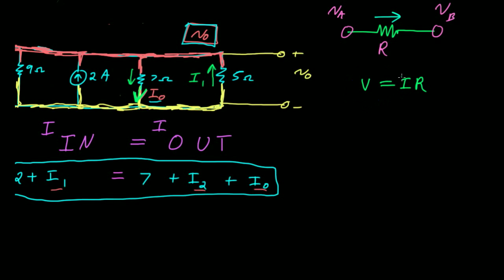So let me rewrite Ohm's Law over here, and I'm going to solve for I. V divided by R is going to be equal to I. So the voltage difference across a resistor divided by the resistance of that resistor is going to be equal to the current through that resistor.